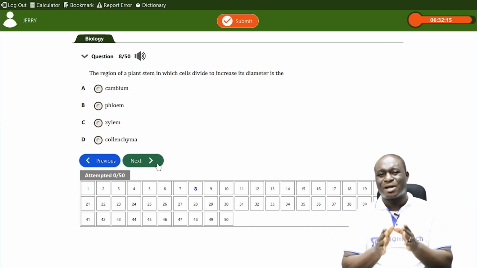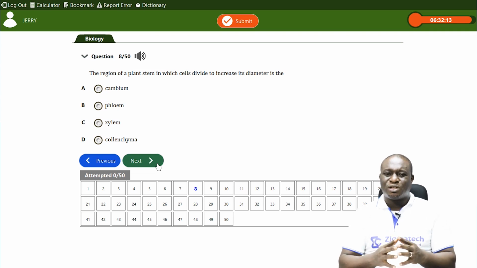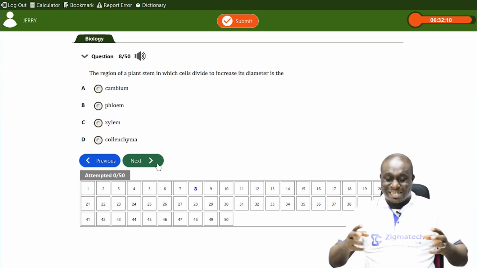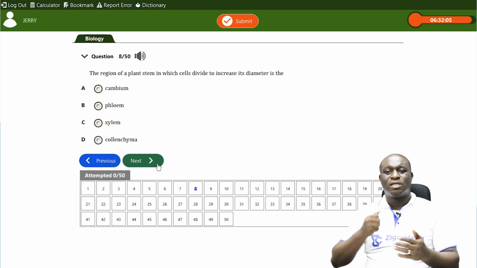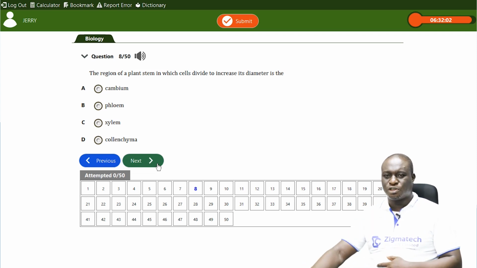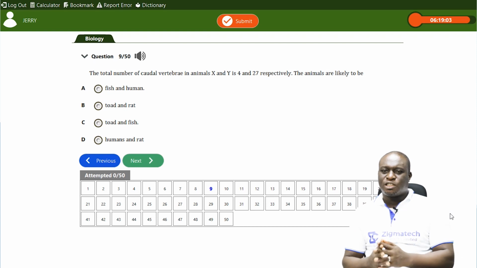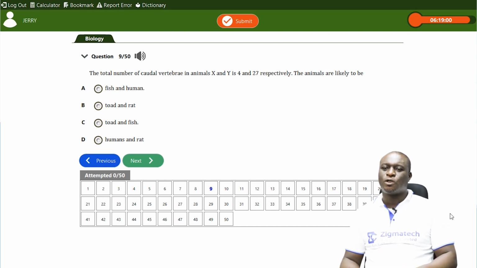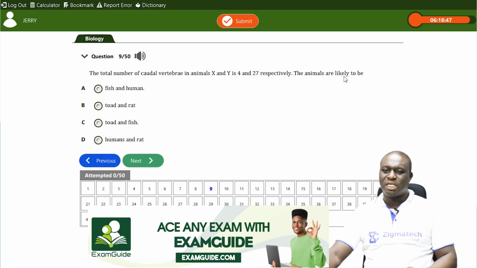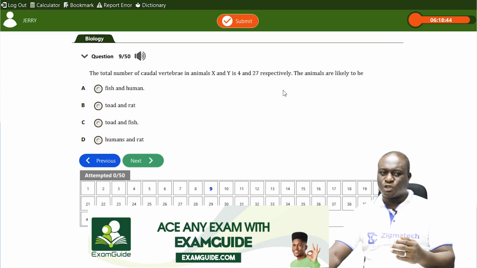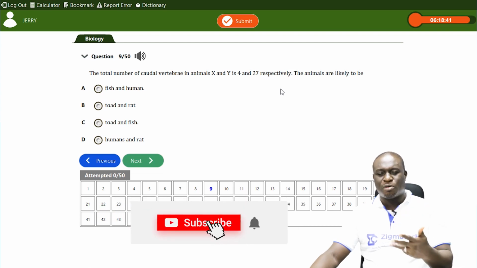So please take note, the correct answer to this question that brings about the increase in the diameter or width of the shoot of a plant, which we call secondary thickening, is called what? The cambium. So the correct option is A. Now, the next question says the total number of caudal vertebrae in animals X and Y is respectively 4 and 27 respectively. The animals are likely to be, so we're looking at animals that have a particular number of vertebrae.